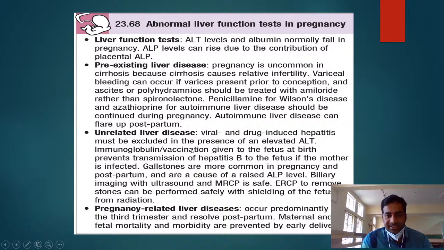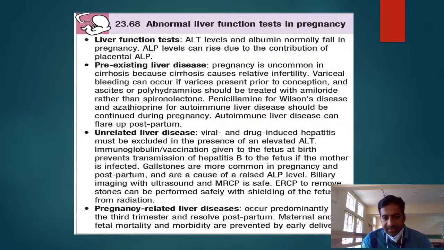Unrelated liver diseases like viral and drug-induced hepatitis should be ruled out. In hepatitis, the enzymes will always be very much elevated. Immunoglobulins and vaccination should be given to the baby at birth, which will prevent hepatitis B in the baby. Gallstones are more common in pregnancy and postpartum, and they are a cause of raised ALP level. Biliary imaging with ultrasound and MRCP is safe.